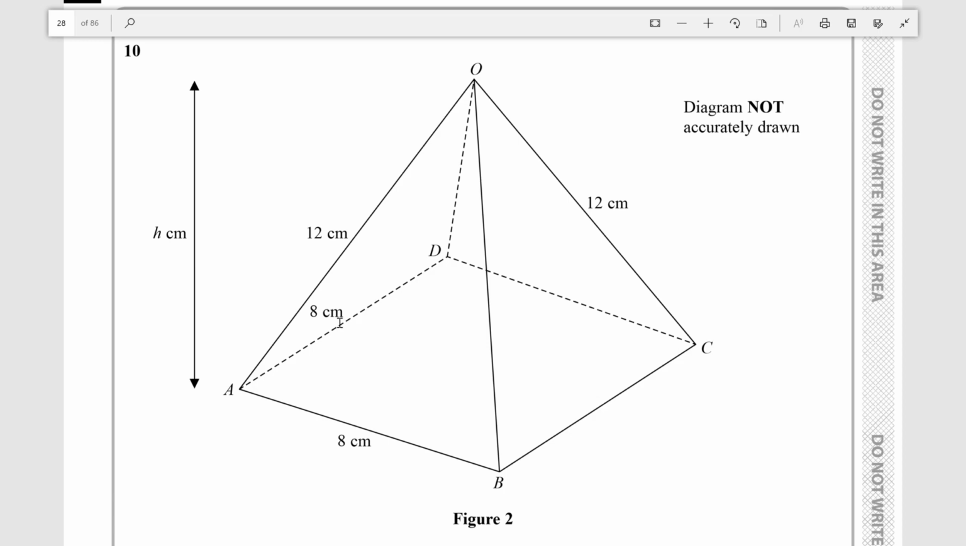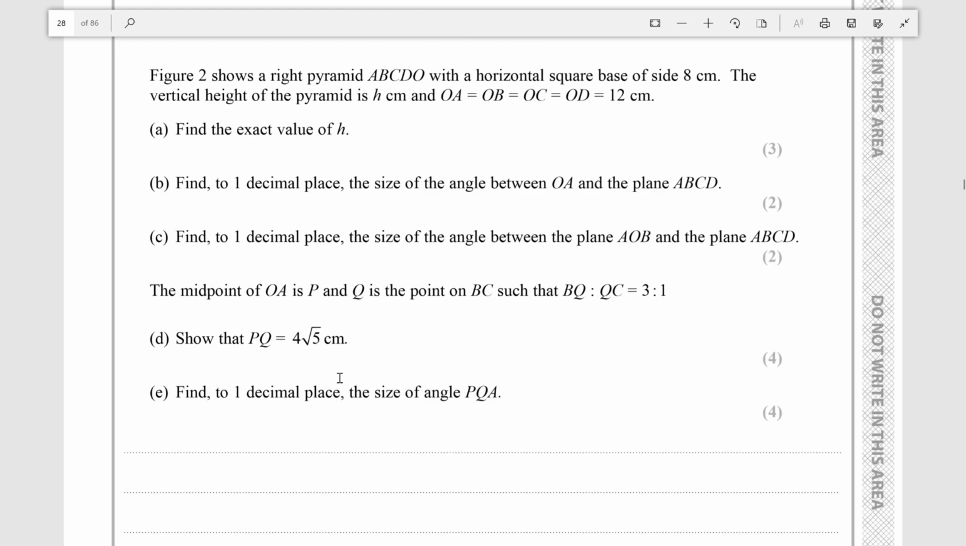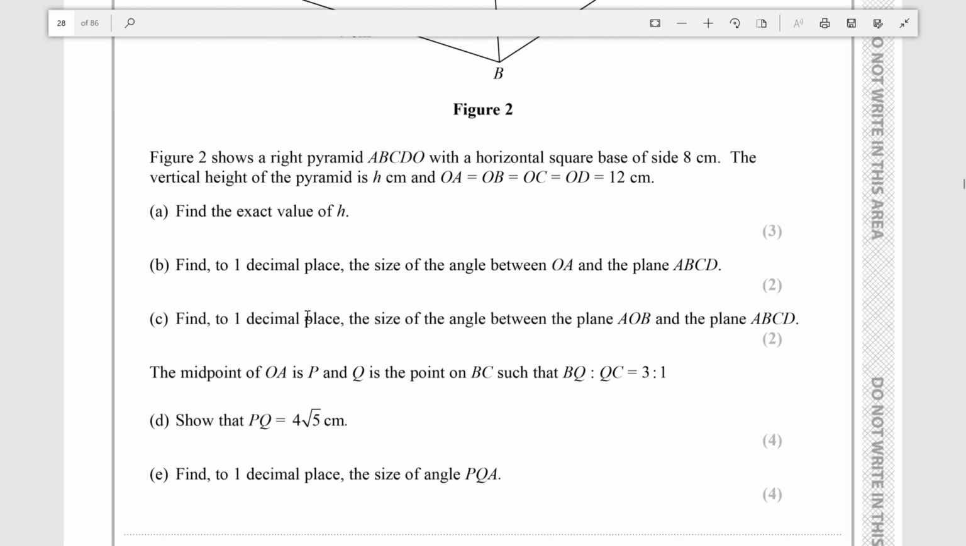Hello everyone, today we are going to be going over question 10 from paper 1 of the Further Pure Math Sample Assessment Material. Now, this is quite a hefty trigonometry question at 15 marks long. So, let's see what it is asking us to do.